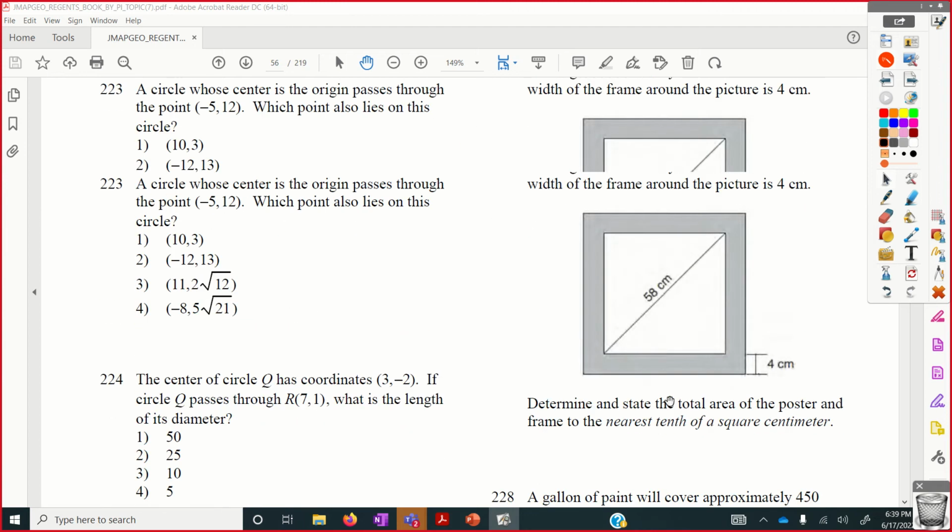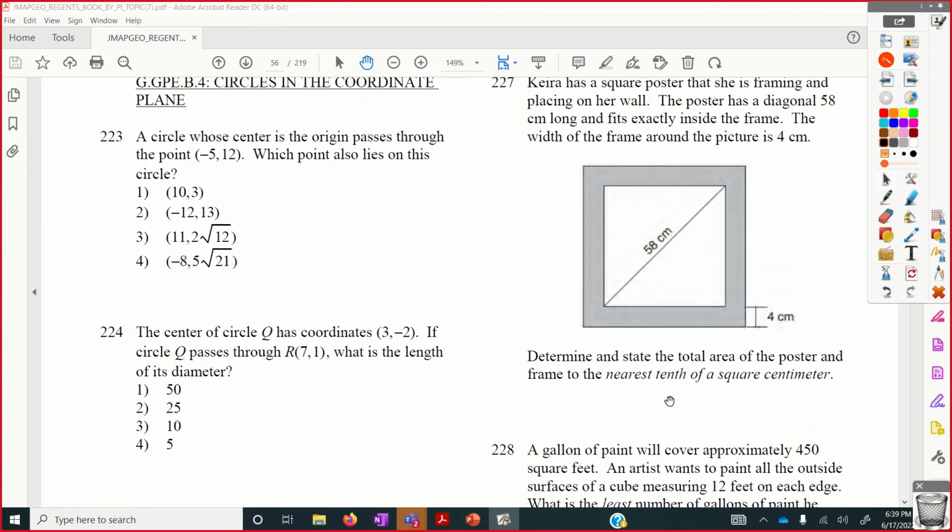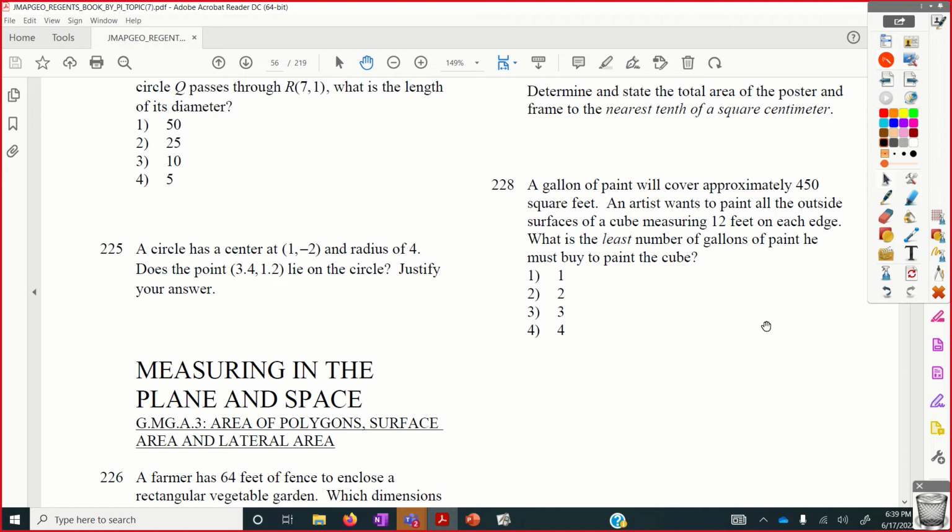So, for example, like this question here where we have the gallon of paint we talked about in class. He wants to paint the outside surfaces of a cube. We know the cube has sides like a square, and it's 12 feet on each edge. When you look at the cube, there's going to be six faces. Each face is the same. So the area of each face is 12 times 12. And then the surface area would be that times six. That's it.